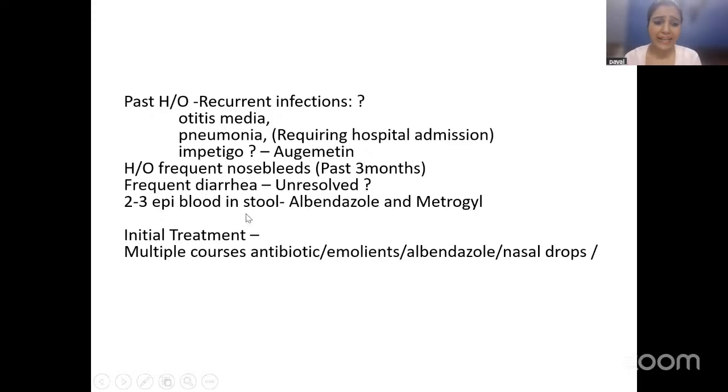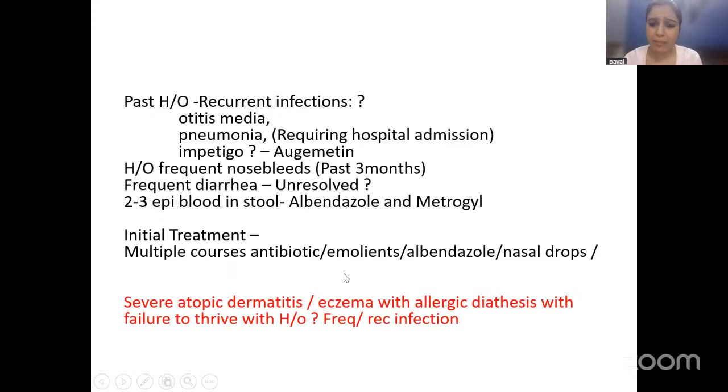Initial treatment was multiple courses of antibiotics, emollients, albendazole, and nasal drops. So probably what our resident saw was severe atopic dermatitis, because that was written on the discharge summary, with some allergic diathesis, with failure to thrive, with frequent infection or recurrent infection.